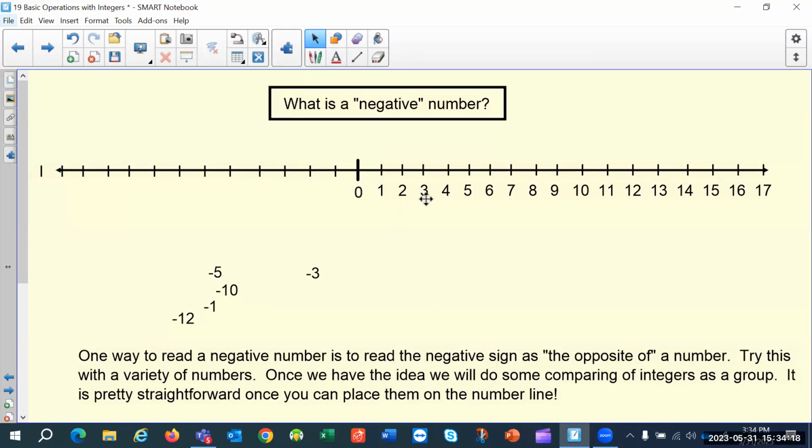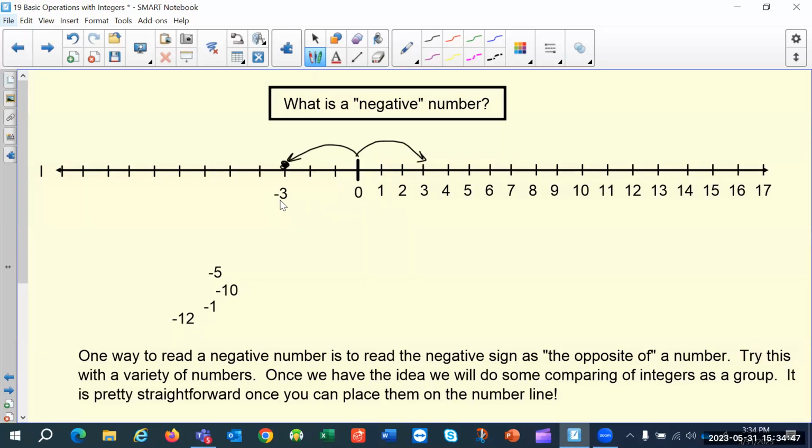Okay, well, right here is positive 3. It starts at 0 and it goes to the right, 1, 2, 3. Well, negative is the opposite of 3. So a negative 3 is going to start at 0, but then it's going to go 1, 2, and 3 to the left. And that is going to be negative 3 right there. That's a negative 3. And you'll notice it's exactly the same distance away from 0 as positive 3 is. But it has a negative sign in front. And one way to read that negative sign is as the opposite of a number.